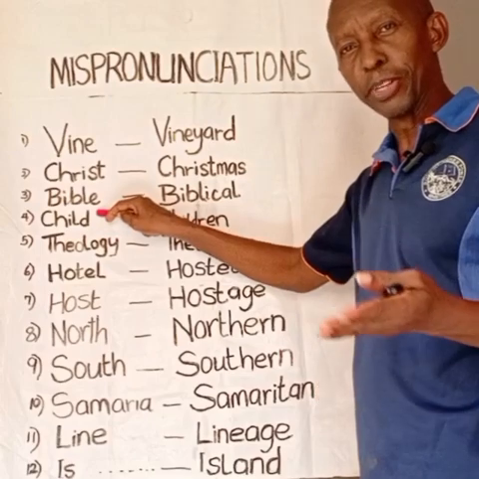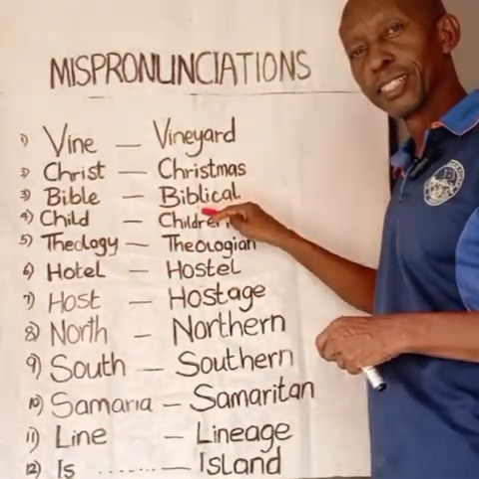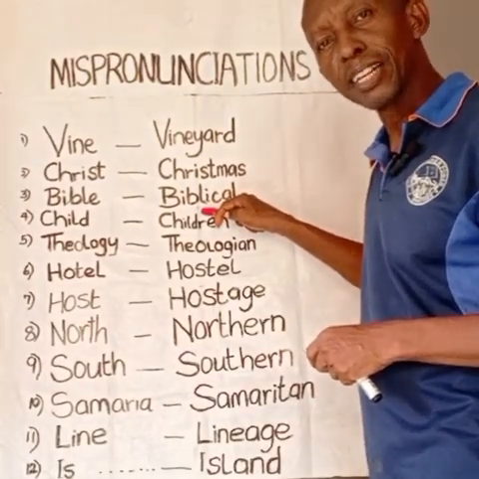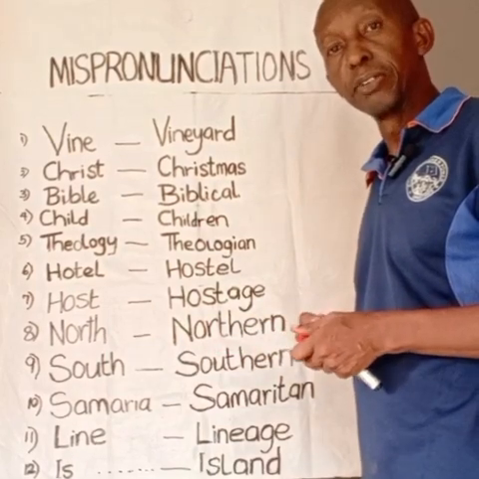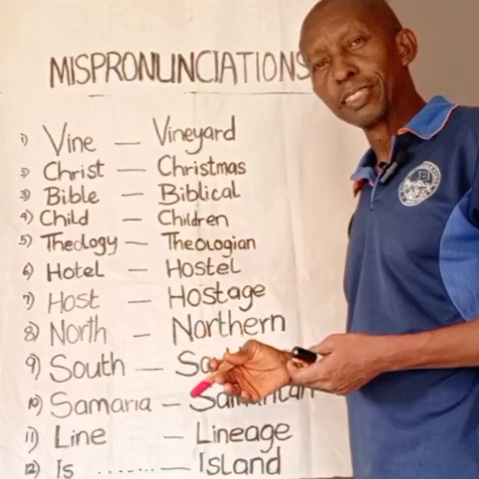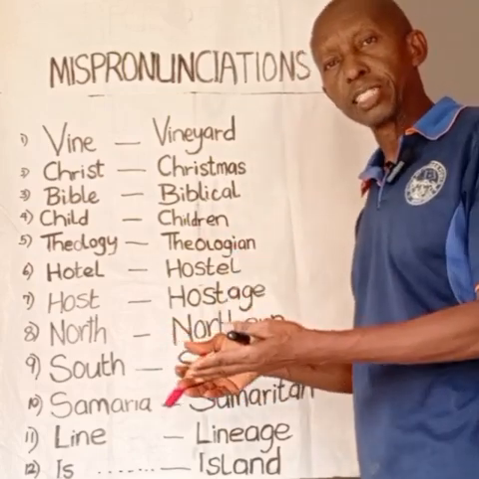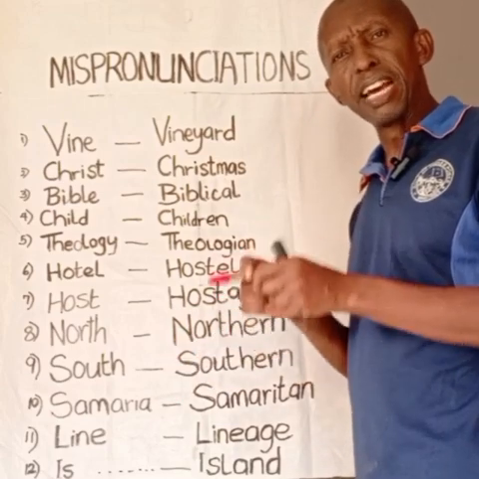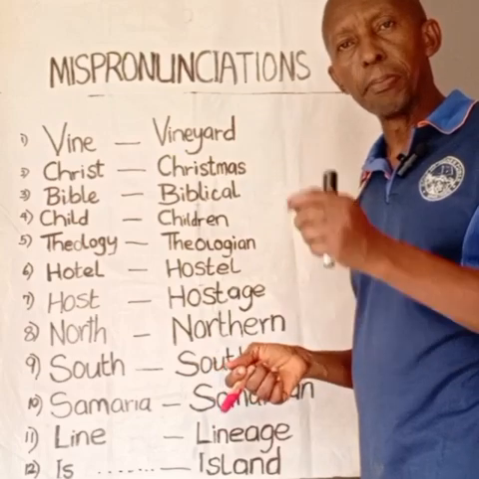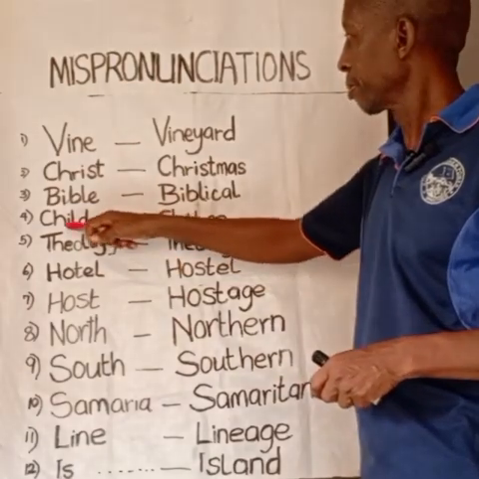Bible. You are familiar with it? Bible. You can read yours. What do you say? Biblical? No, it is not biblical. It is biblical. Yes, you are getting it right. You can even make a sentence like this. Moses is a major character in biblical history. That's all right. Let's move on to the next one.